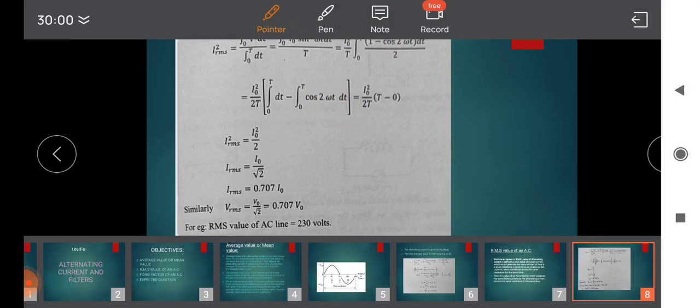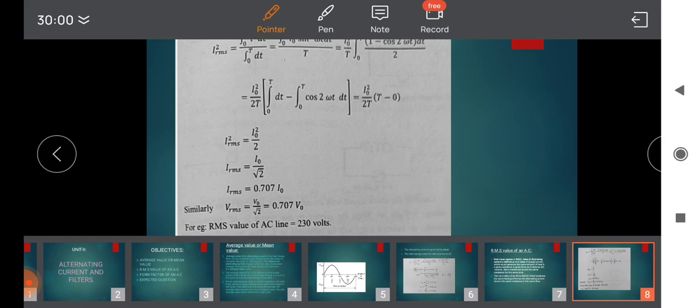Here, the integration of cos 2 omega t gives sin 2 omega t. So apply sin 2 omega t divided by 2 omega here, and apply the integral sign to the sin 2 omega t. Here, substitute the value of t.